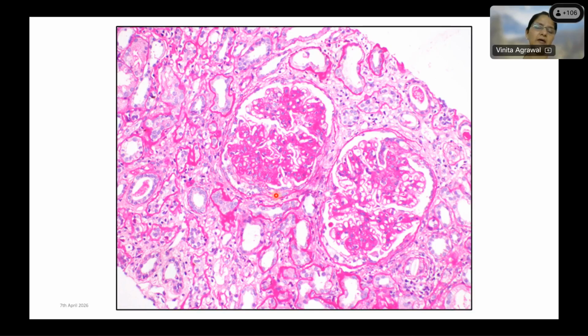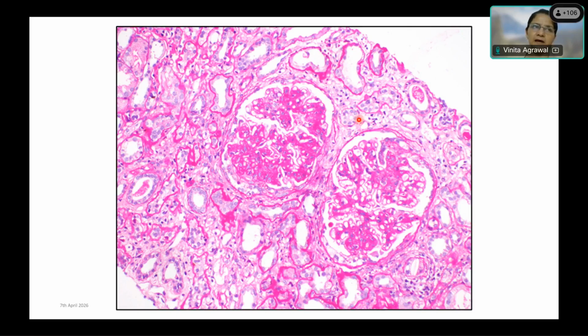Okay. What is seen in the tubules? And atrophy. Very good. So this is tubular atrophy. And interstitial fibrosis, ma'am. Very good. Apart from that, you also have acute tubular injury. I'm not talking about tubular injury and other things because I thought that will be covered in the next class.